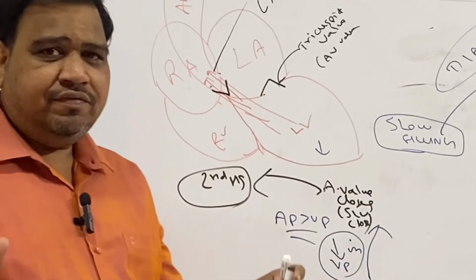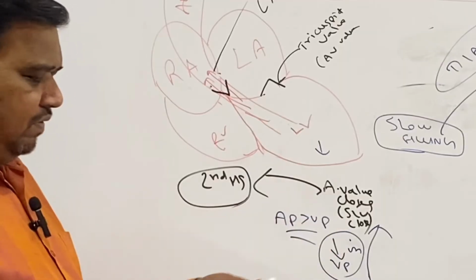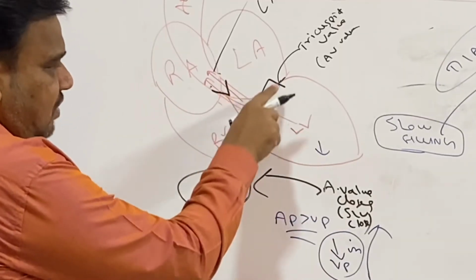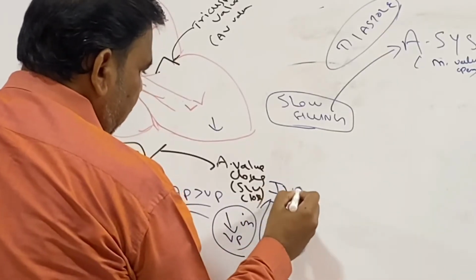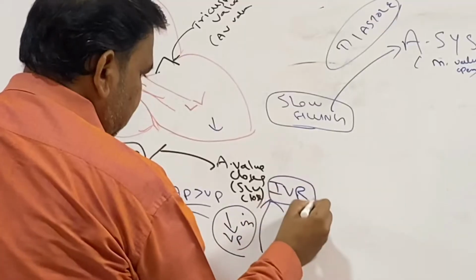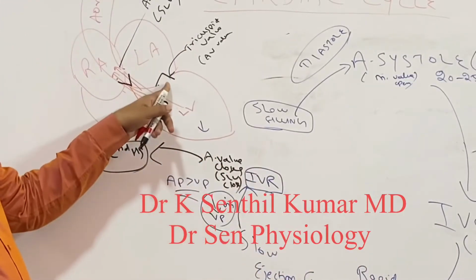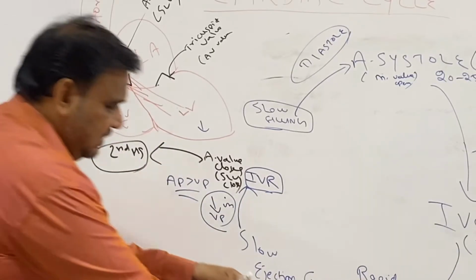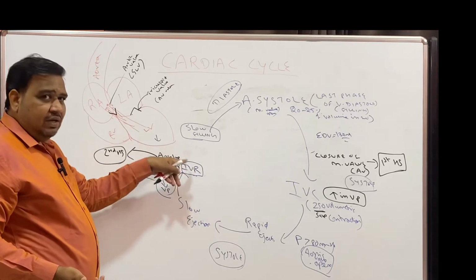And we all know closure of the semilunar valve causes the second heart sound. So now since this aortic valve is closed, what happens? All the valves are closed. Just concentrate. Now this phase is called isovolumetric relaxation phase. Iso means same, already I discussed. Why same volume? This is also closed, this is also closed. But here it is relaxation phase. This systole phase has ended. So this is isovolumetric relaxation phase.